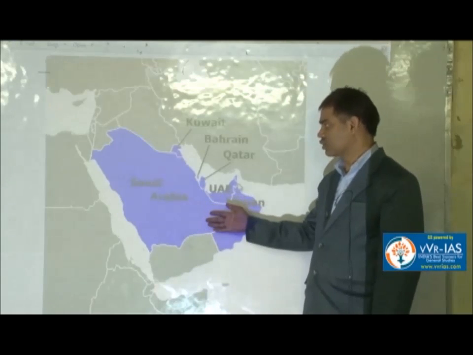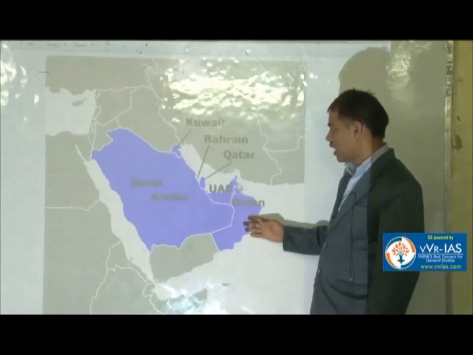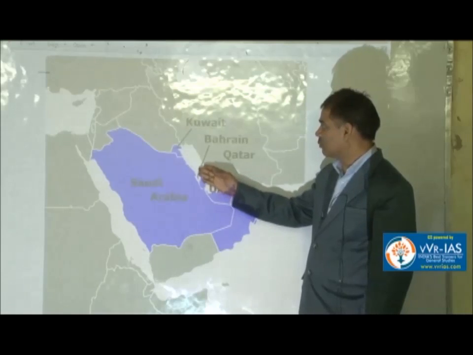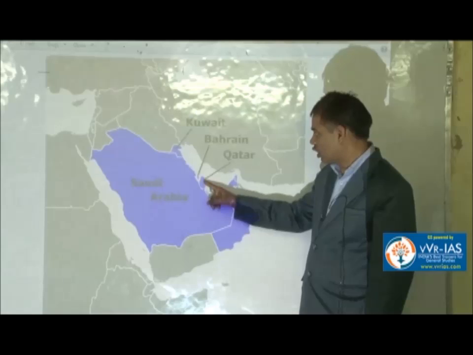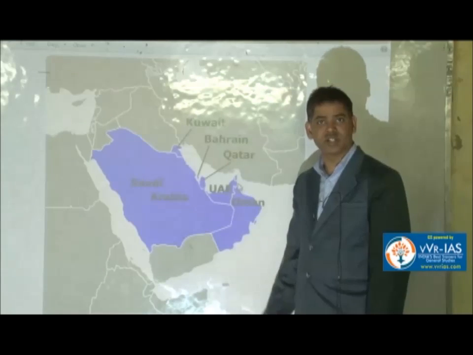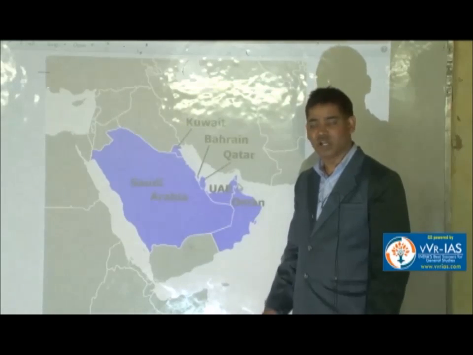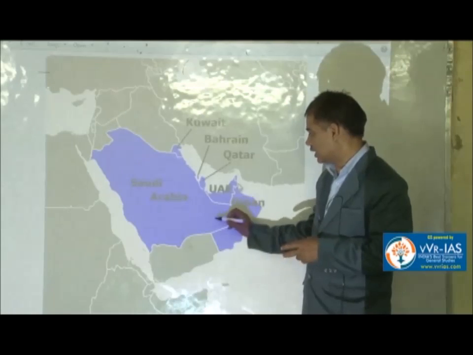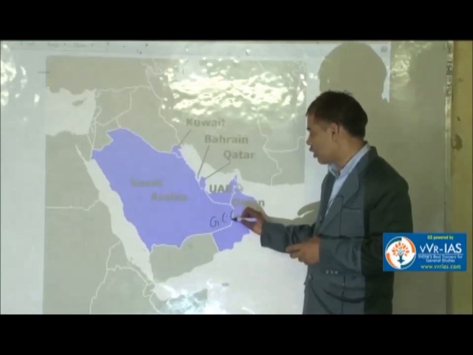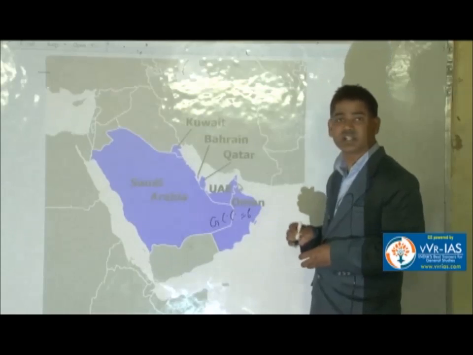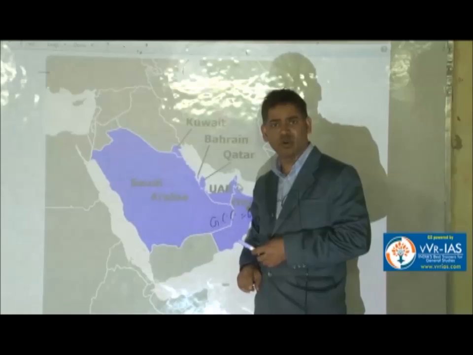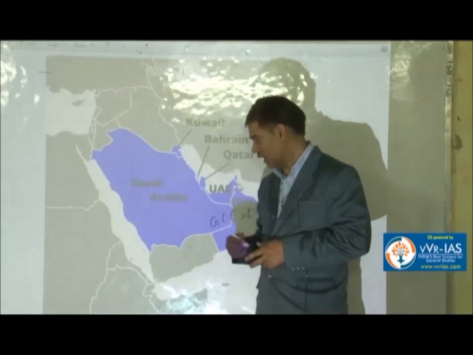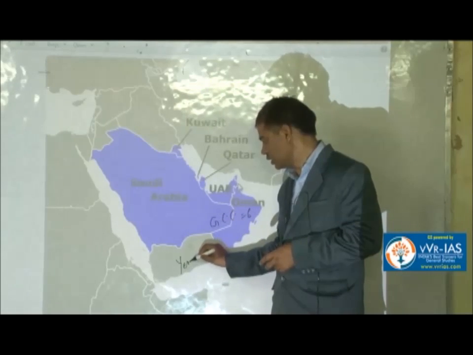Here is a nation, Saudi Arabia. Here are Oman, UAE, Qatar, Bahrain, Kuwait: 1, 2, 3, 4, 5 and 6. These 6 nations together are called the GCC, the Gulf Cooperation Council. Only one nation of the Arabian Peninsula is not part of the GCC, and that nation is Yemen.